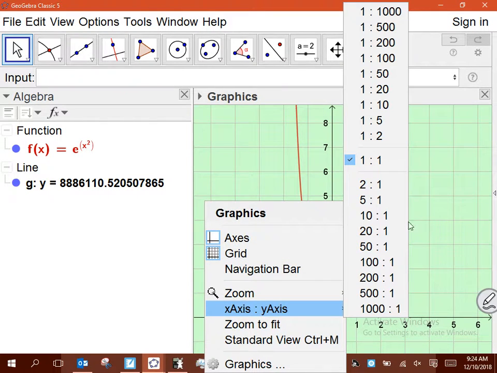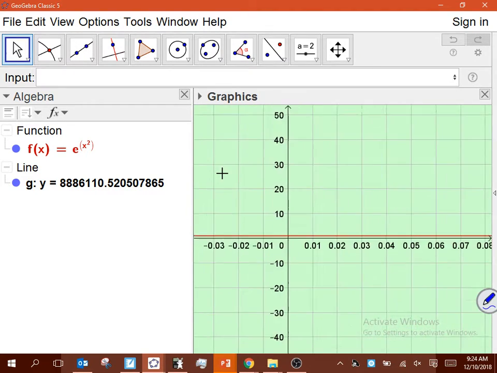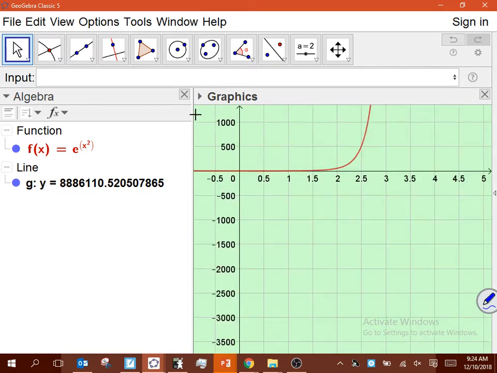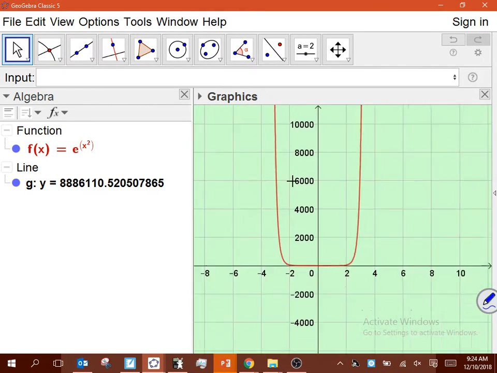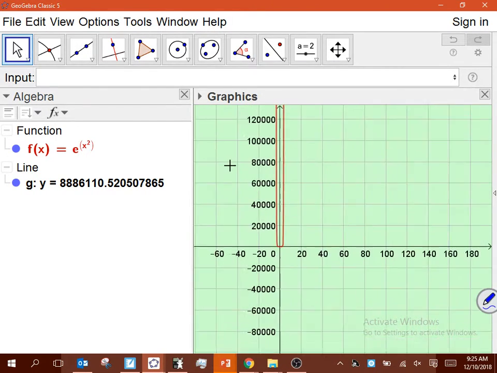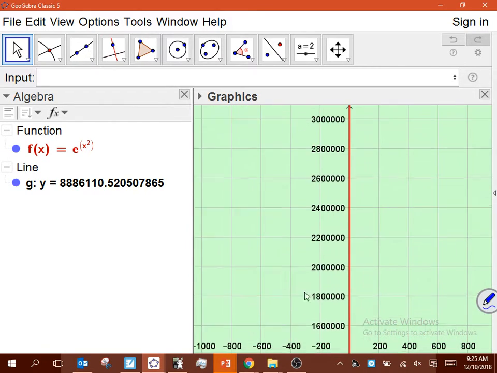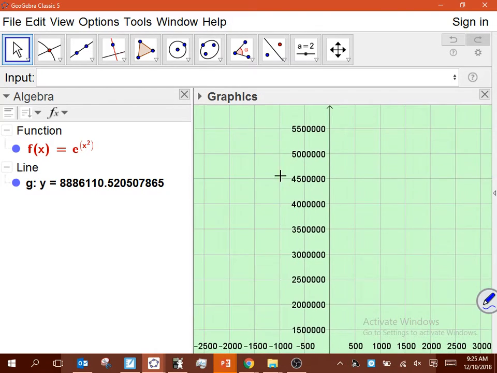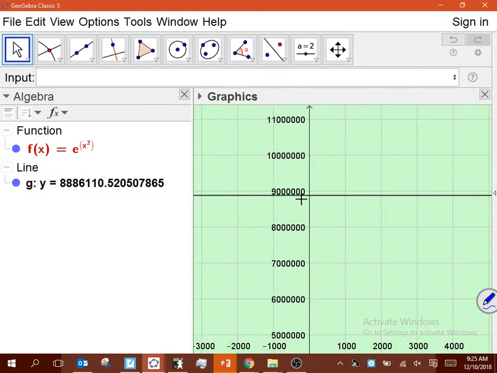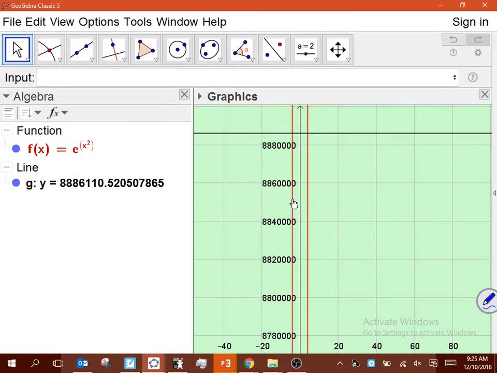If I take and adjust my window here, and this is going to just take a little bit of time, bear with me. All right, so zoom out far enough, we start to see the e to the x squared curve showing up. You see that line here. Pretty soon there's that line, right? Does that make sense? I'm going to zoom back in on that. Okay, so that's what we're looking at.